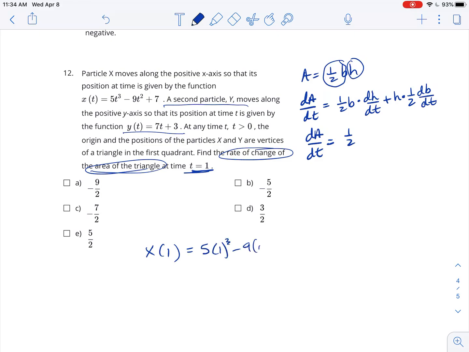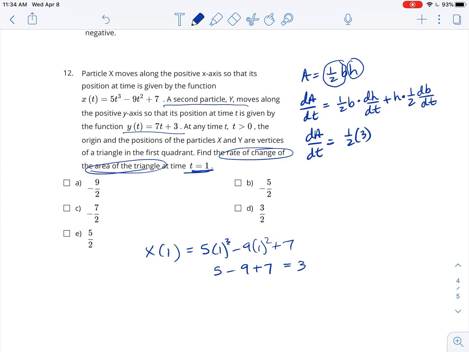And we're looking at a time of 1. So let's find the first particle at a time of 1. Where is he? So it's 5 times 1 cubed minus 9 times 1 squared plus 7. So 5 minus 9 plus 7, and that's going to give you 12 minus 9 is 3. So that's where this guy is. And this is moving along the x-axis, and I consider that the base. So that's 1/2 times 3.